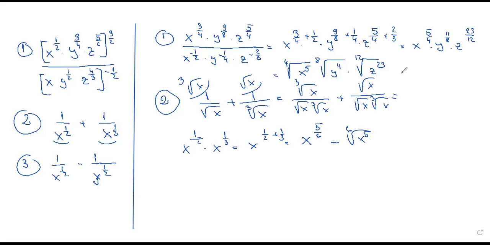Okay, so it becomes cube root of x over the 6th root of x to the 5. Yes. Plus square root of x over the 6th root of x to the 5. Equal.